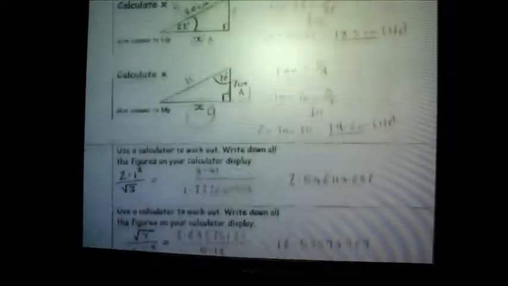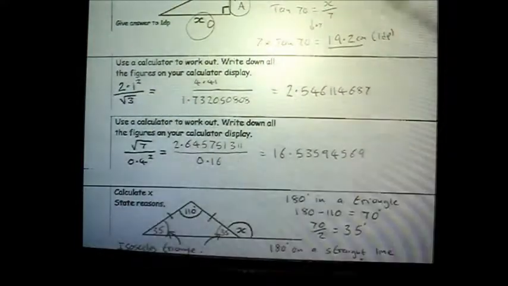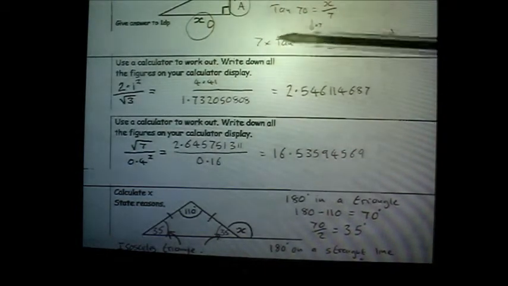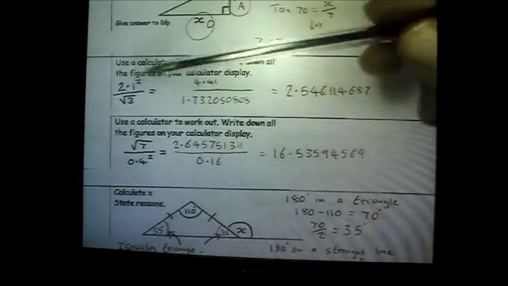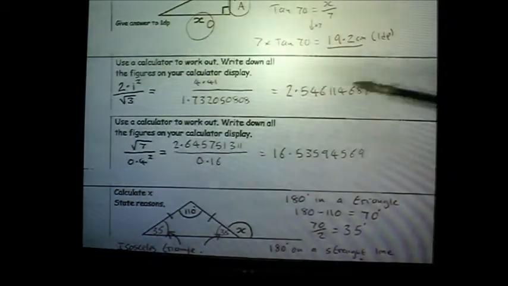These next ones I'm just going to show you. I'm not really going to talk through them. There you go, you've got to use your calculator for this. Don't round it or anything stupid. Just do what it says. 2.1 squared is that. Square root of 3 is that. Work that out on your calculator, you'll get that.